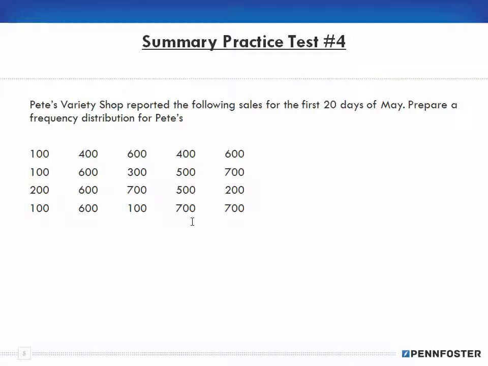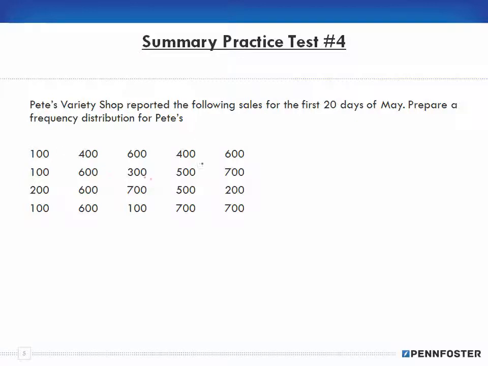Number 4, Pete's Variety Shop reported the following sales for the first 20 days of May. Prepare a frequency distribution for Pete's. Okay, let's see here.